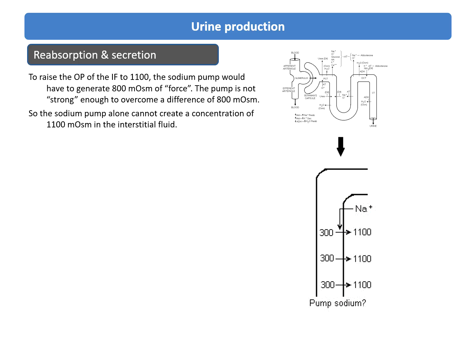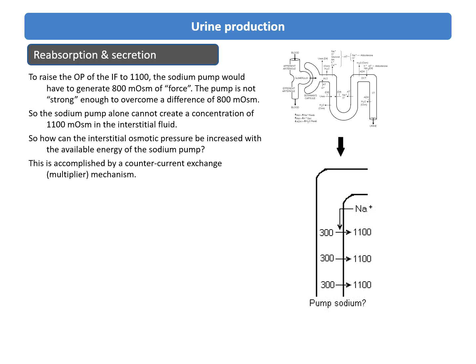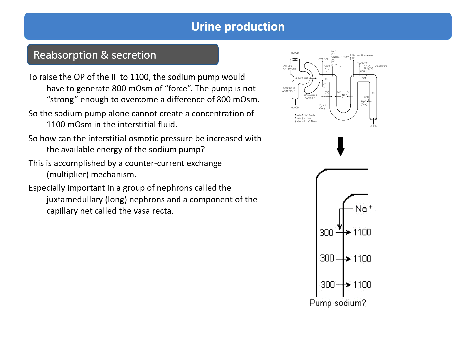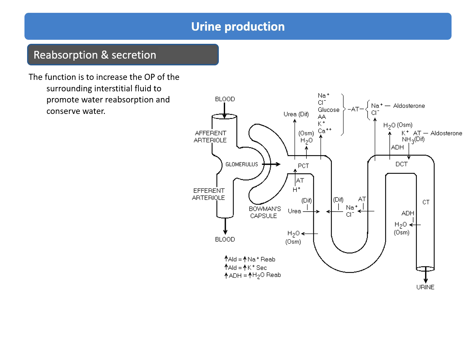So, the sodium pump alone cannot generate a concentration of 1,100 milliosmoles in the interstitial fluid. So how can the interstitial osmotic pressure be increased with the available energy of the sodium pump? This is accomplished by the countercurrent exchange mechanism. It's also referred to as a countercurrent multiplier. It's especially important in a group of nephrons called the juxtamedullary or long nephrons, and a component of the capillary net called the vasa recta.